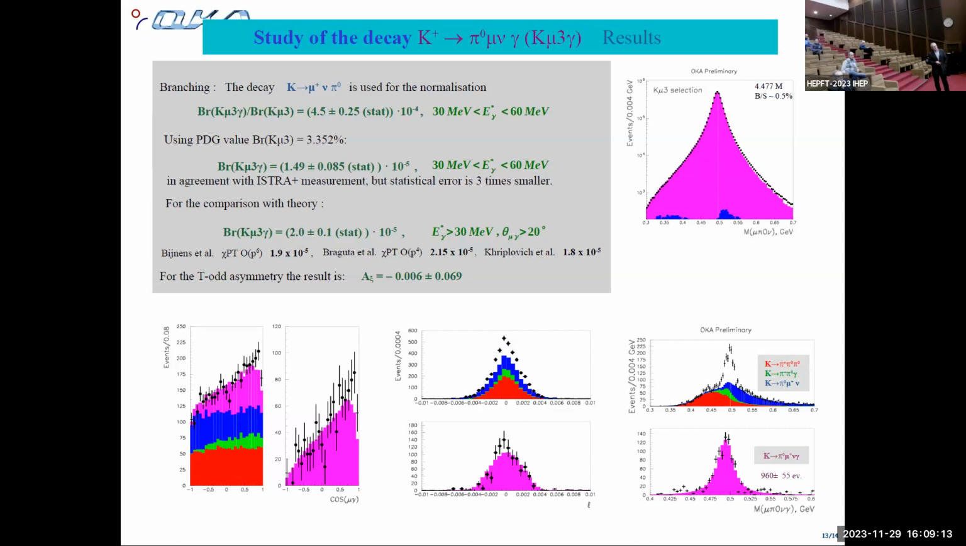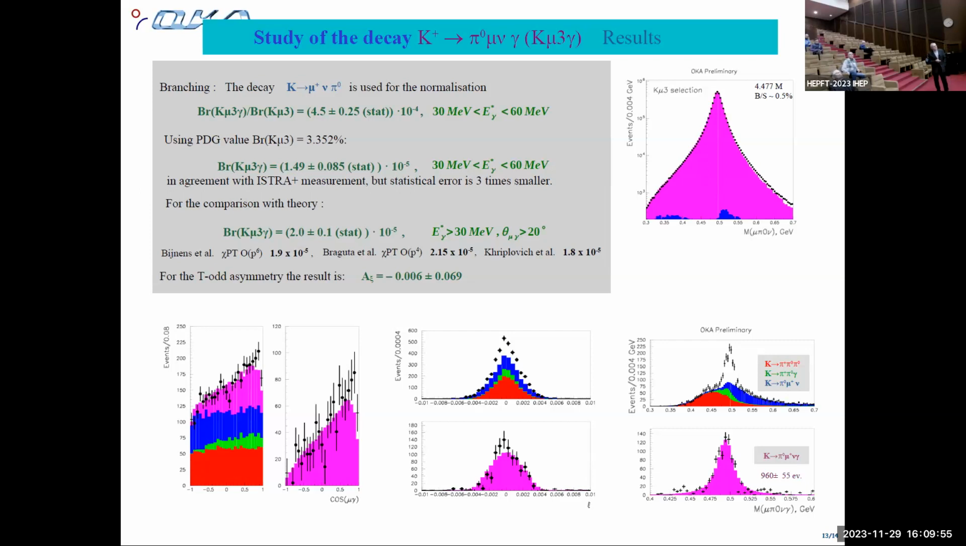So you see there is no visible asymmetry in this distribution over Xi, and the asymmetry, which is defined as the number of events above zero minus the number of events below, divided by the sum, is measured to be actually zero, but what is important is the error is plus minus 0.007. So it's not too good, but this is the present status.